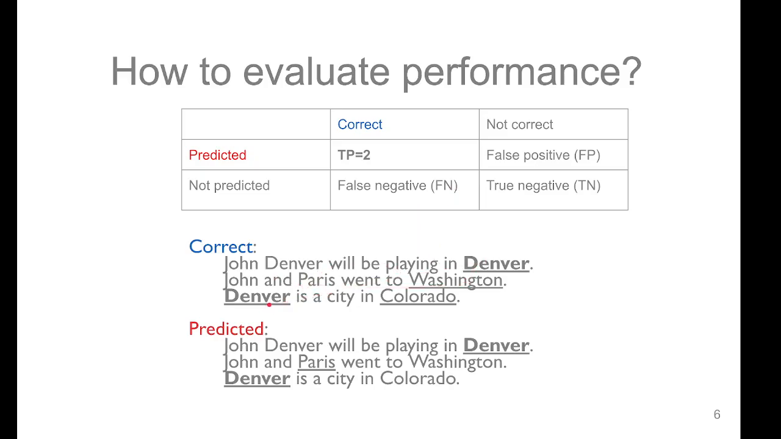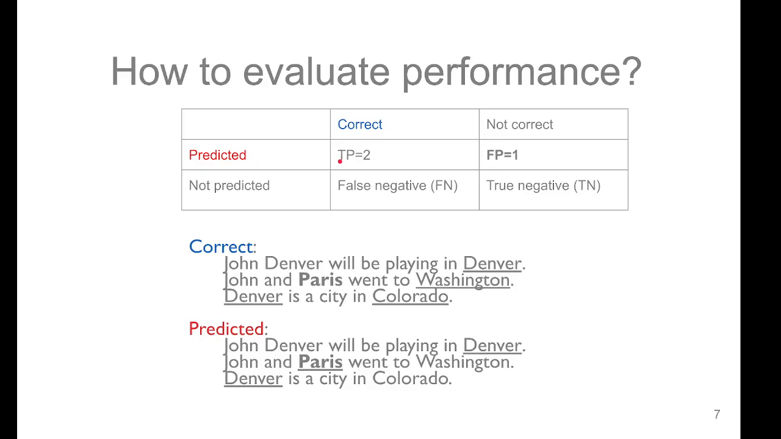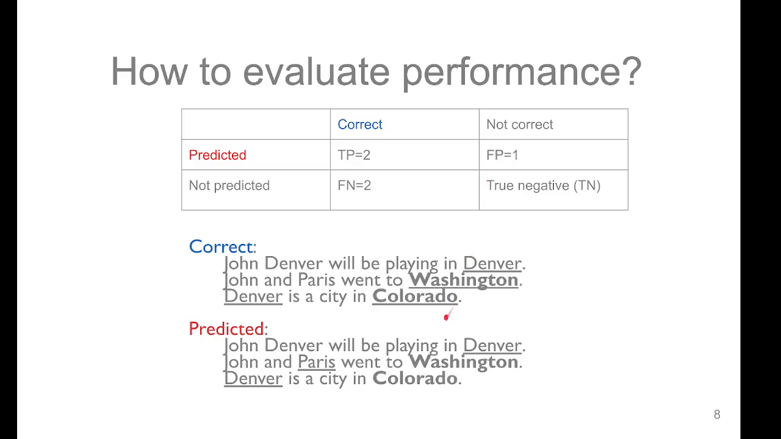Denver and Denver over here and over here is correct, so that means we have 2 true positives. But we have a false positive. We thought, or our algorithm thought, Paris is a city, when in fact the correct thing was that Paris was a name. So we have 1 false positive. And our algorithm did not know about Washington and Colorado as locations, so it has 2 false negatives.